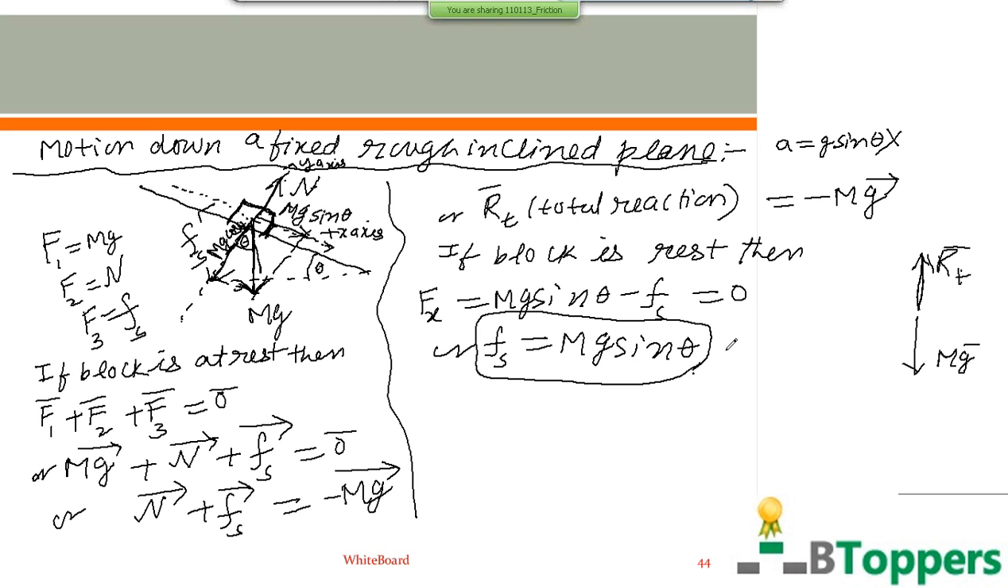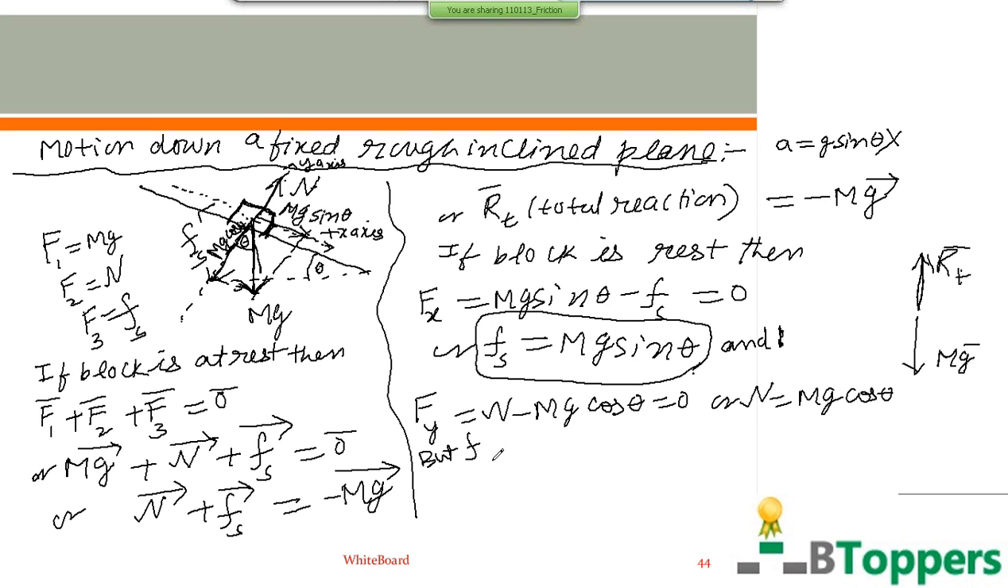So you can write the y component of the resultant force on the block, Fy equal to N minus mg cos theta. That can also be equated to 0. Or you can say the magnitude of the normal reaction on the block is the same as the magnitude of the component mg cos theta. So if the block is at rest on the inclined plane, you can say that the magnitude of static friction on the block is less than or equal to us into N.